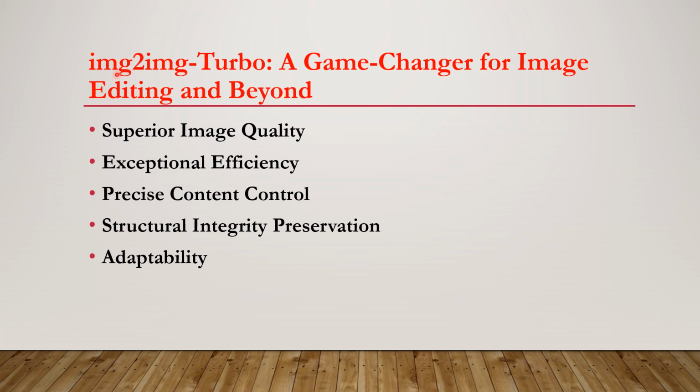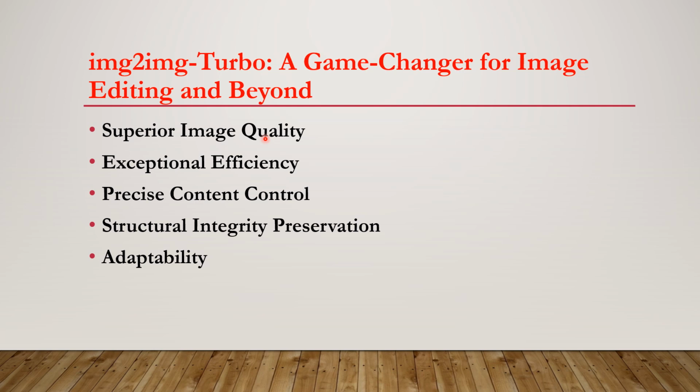Now, how is it a game changer for image editing? So, well, this image-to-image turbo project presents a significant advancement in the field of image-to-image translation. We know CycleGAN-Turbo and Pix2Pix-Turbo offer various advantages. First is the superior image quality. By leveraging the pre-trained text-to-image diffusion model, these image-to-image turbo models generate remarkably realistic and high-fidelity images. Then they have exceptional efficiency.